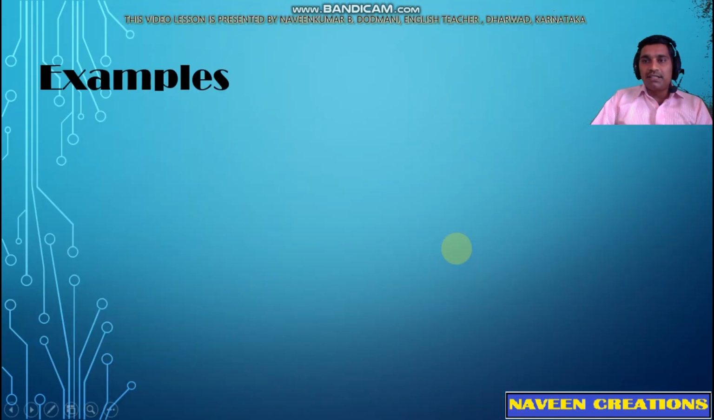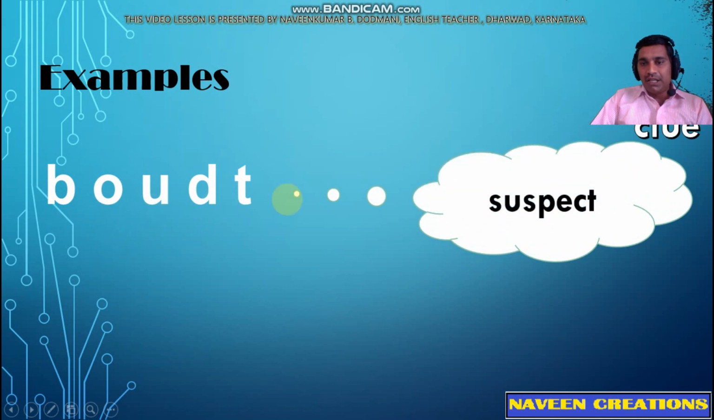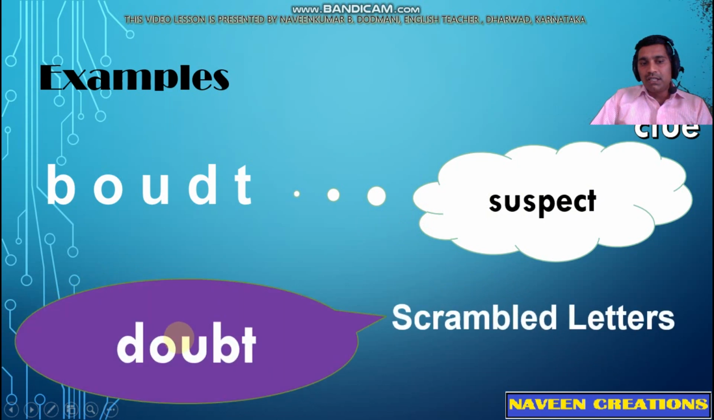Let us move on to the next example. The given jumbled letters are B, O, U, D, T. The clue is suspect. So read the clue very carefully and rearrange these letters to frame a word which should match with the given clue suspect. The answer is doubts. D should be written first, O next, U in the third place, and then B and T. That becomes the answer. In this way, you have to rearrange the letters given in the question based on the clue supplied in the examination.